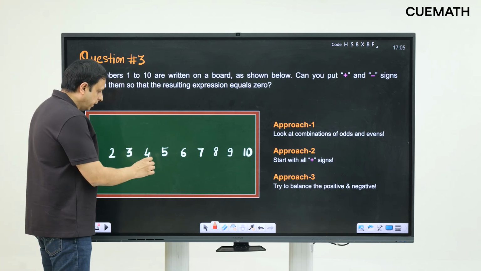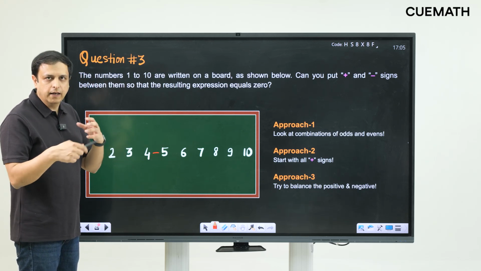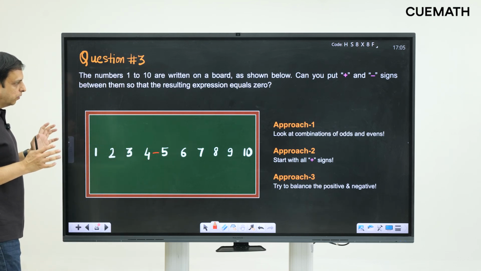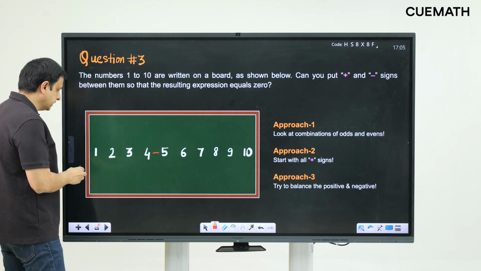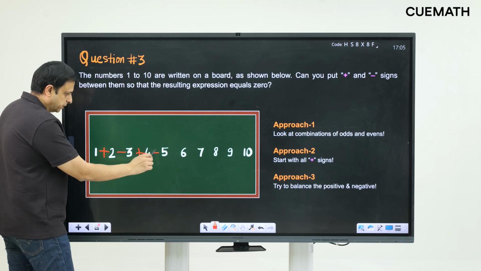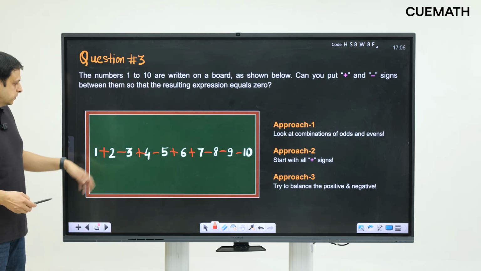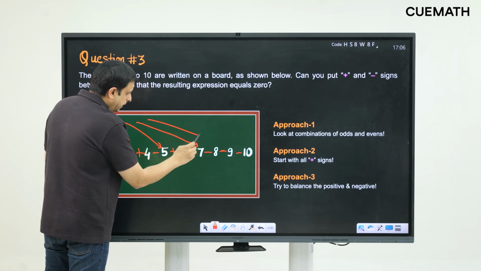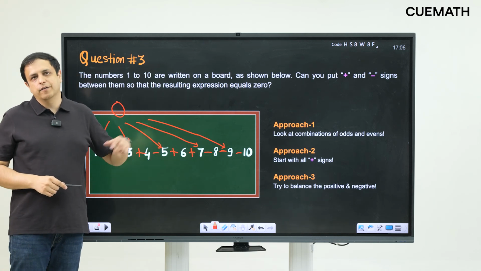For example, if in front of the 5 you have a minus sign, then the sum will have a contribution of minus 5 from this 5, and therefore what we need to think about is combinations of odds and evens in this expression. So let's once again take any random placement of signs. Let's say 1 plus 2 minus 3 plus 4, and then something like this. Okay, so the odd integers in this combination are 1, minus 3, minus 5, 7, and minus 9. So there are 5 odd integers in this combination, and similarly there are 5 even integers.